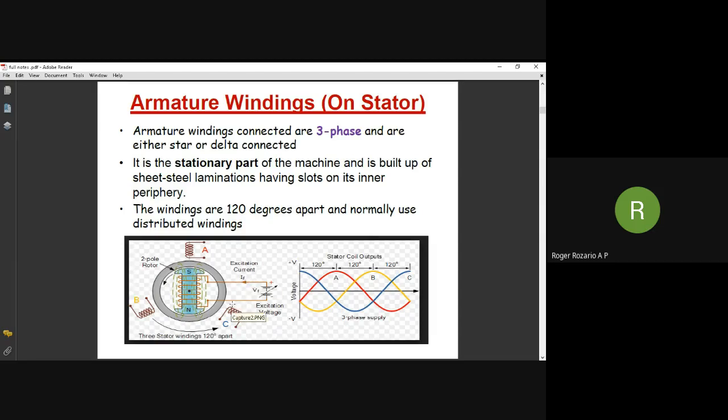Is it clear? The rotor is provided with the DC excitation. The stator has three-phase distributed windings, distributed in space with respect to each other by 120 degrees, because of which we are getting these three-phase waveforms. Again, three-phase voltages distributed by 120 degrees with respect to each other. It's a three-phase supply.